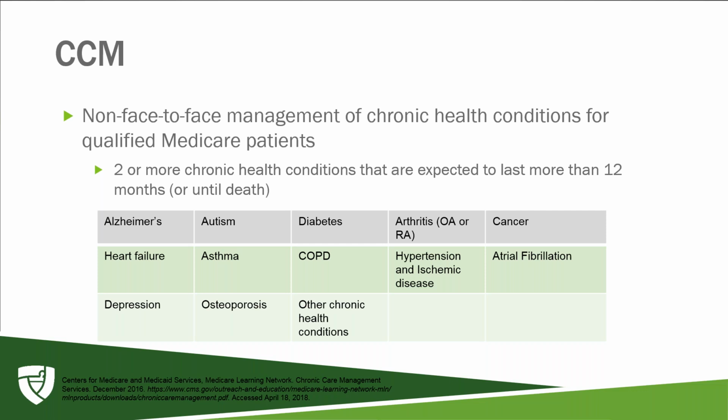In order to qualify, patients must qualify for Medicare, of course, and they need to have two or more chronic health conditions, so expected to last more than 12 months or until their death. I have a list here of what they state as examples of chronic conditions. However, do note that this is not an exclusive list. You could have another chronic condition that's not on this list that you could argue would qualify for CCM management.